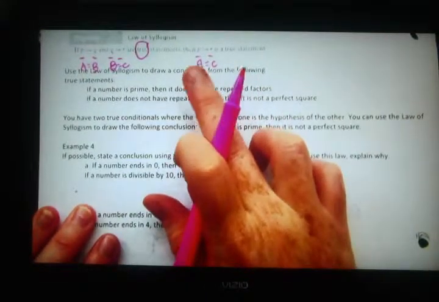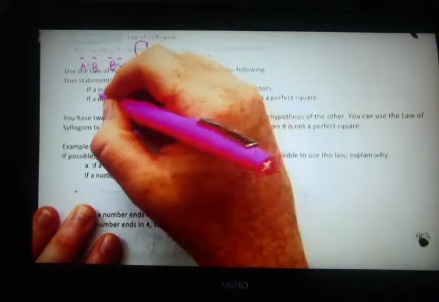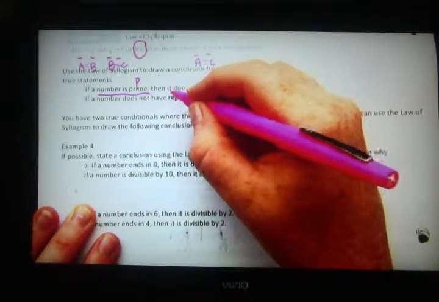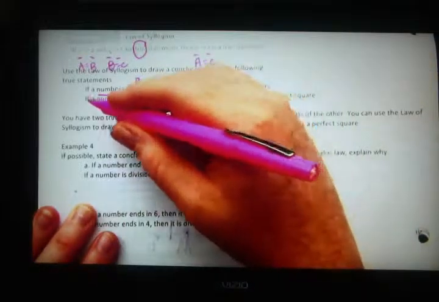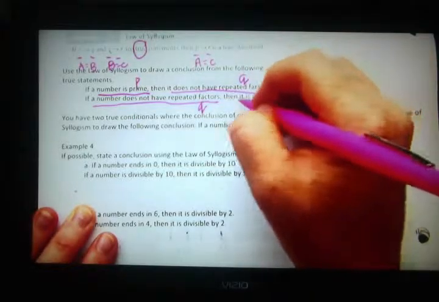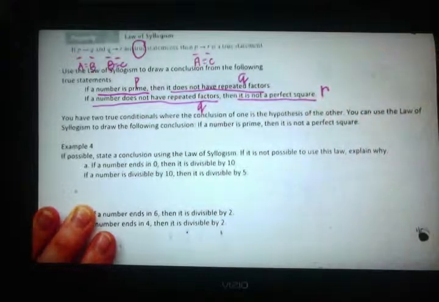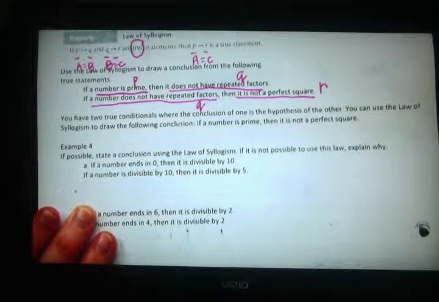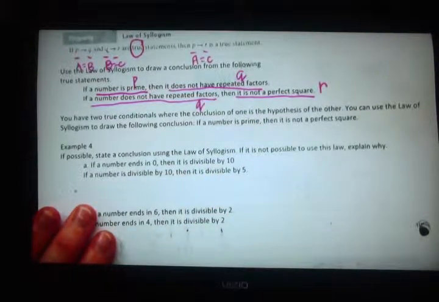Use the law of syllogism to draw a conclusion from the following two true statements. If a number is prime, there's a P, then it does not have repeated factors, there's a Q. Let's look at the next statement. If a number does not have repeated factors, that matches that Q, then it is not a perfect square. That's something totally different, we're going to call that R. If these are true, then you can use the law of syllogism to say if P then R.